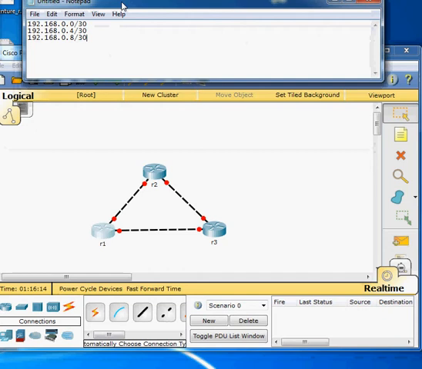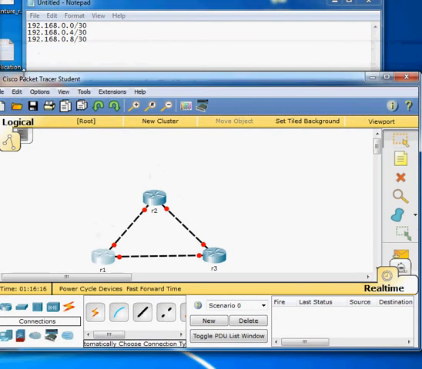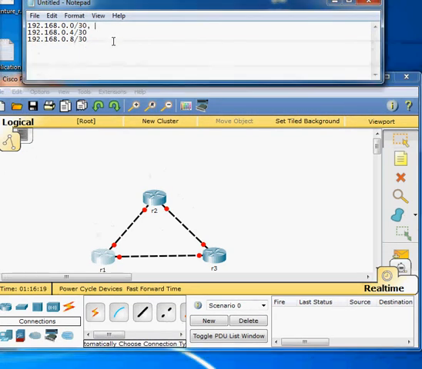I'll keep it up here. So this one's going to be the connection from Router 1 to Router 2. This will be from Router 2 to Router 3. This will be from Router 1 to Router 3. So those are my networks. They're point-to-point networks, and they're all /30. That means they have two host addresses, plus a broadcast address and a network address.